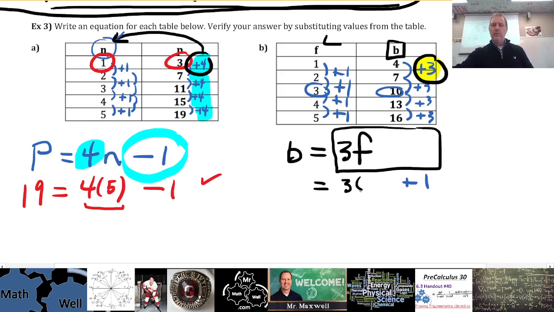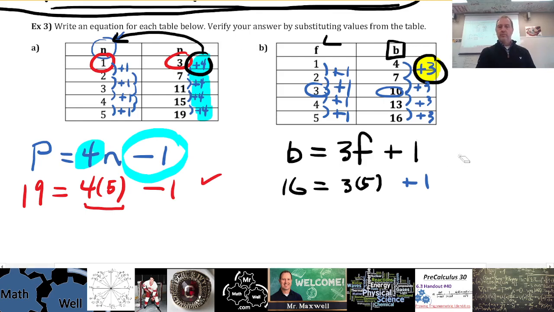I just want to be really sure here. So I'm going to pick the last one. So 3 times 5 plus 1 should equal 16. Let's see, that's 15 plus 1, 16. Is everybody good? Okay. So I'm going to put a plus 1 here, and that should relate all the variables on the one side of the table to all the variables on the other side of the table. And it looks like that should be our equation. Okay, any questions?